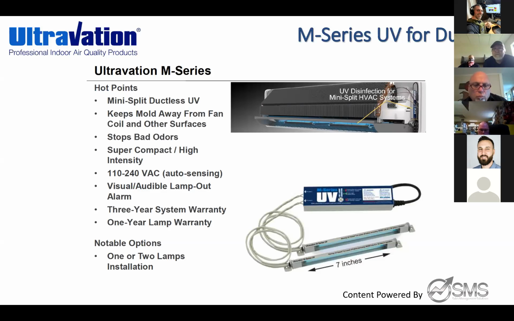It is super compact, but also it does have high intensity. It does have 110 or 240 VAC. It is auto sensing. Visual/audio lamp out alarm. So this will let you know when the lamps are no longer efficient. It does have a 3-year system warranty on it and a 1-year lamp warranty. So you do need to go in and replace these lamps every year, which if a contractor is doing their yearly maintenance like they're supposed to on these anyway, that shouldn't be a big deal.